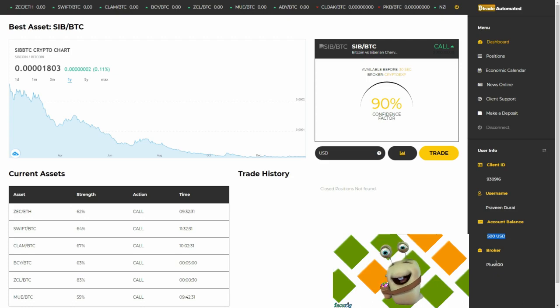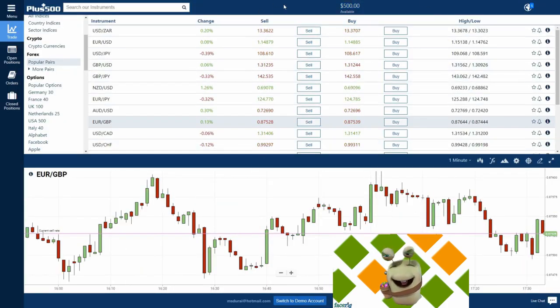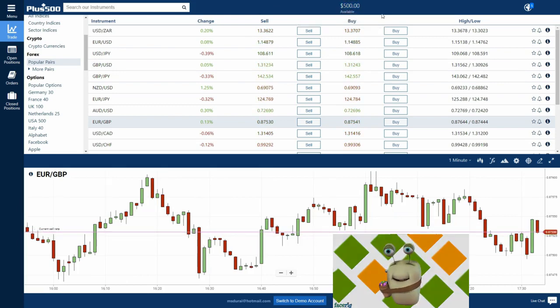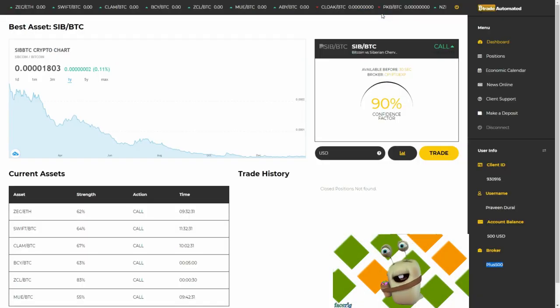So the broker assigned to me for this particular Btrade software is Plus 500. This is the interface of Plus 500. As you can see over here, the balance available for me is 500 USD. Plus 500 is a regulated broker, guys. They have been authorized and licensed by the Financial Conduct Authority, and most of the brokers offered by Btrade Automated are reliable, trustworthy, and regulated.